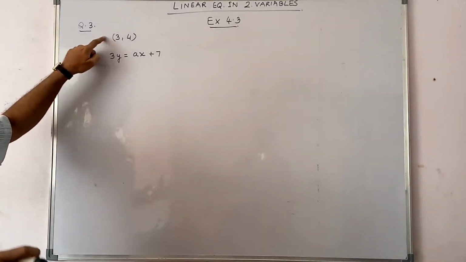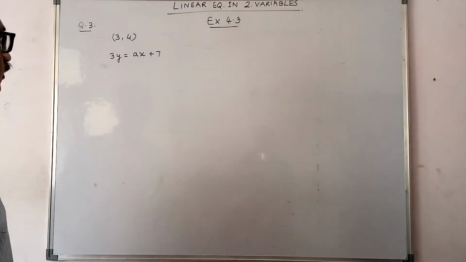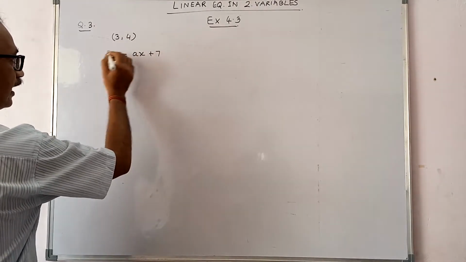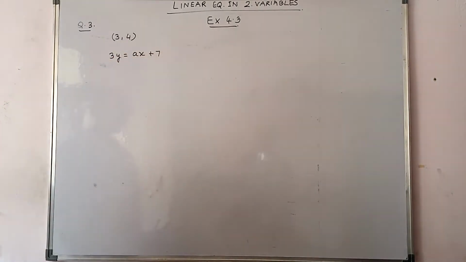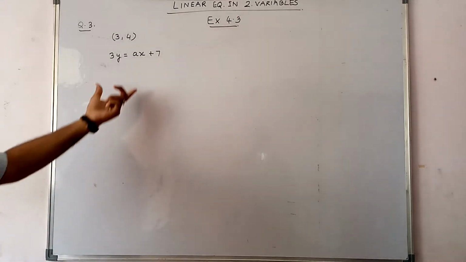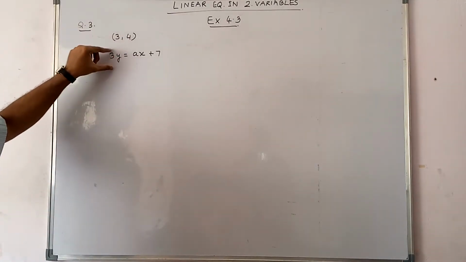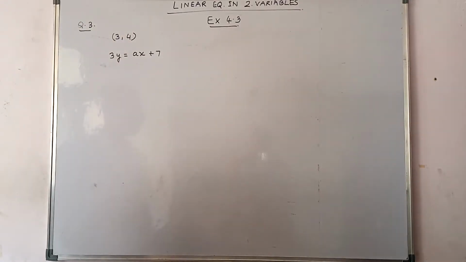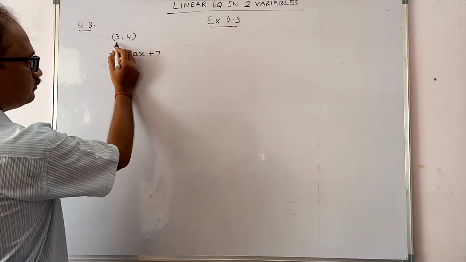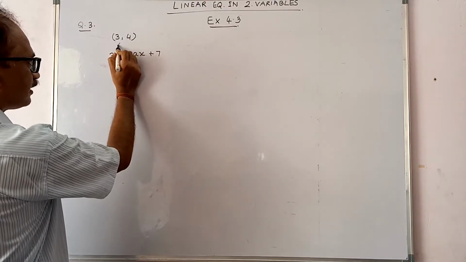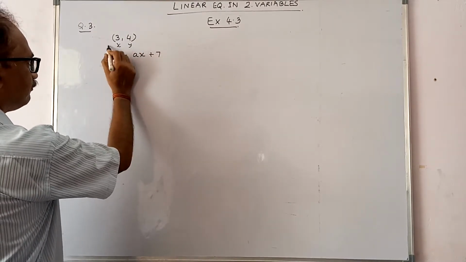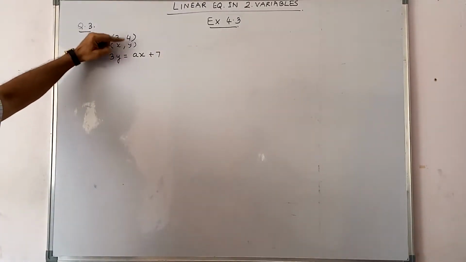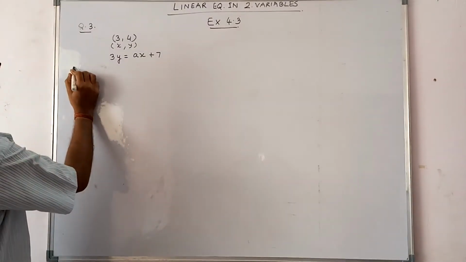Now this point is lying on this line. As we know, when a point lies on a line, it will satisfy the equation of the line. This is the equation of the line. If this point lies on this line, this means this point is going to satisfy the equation of this line. Whenever you represent a point, the first expression represents x, the second represents y. So x is 3 and y is 4. Now put the values of x and y.